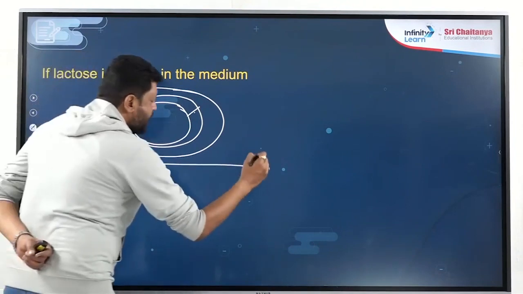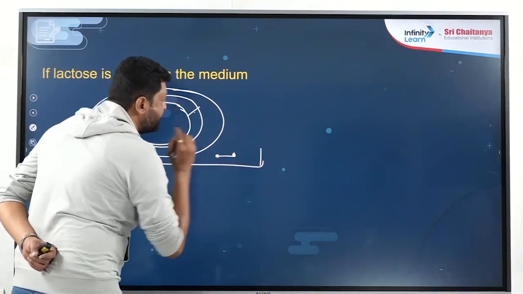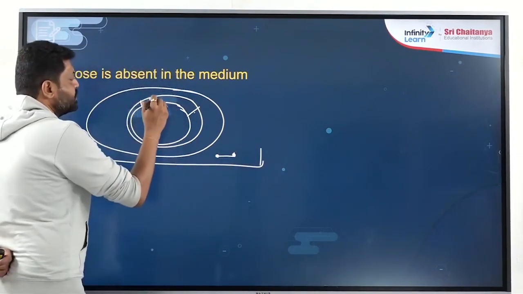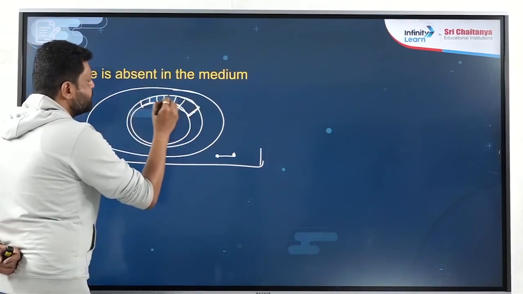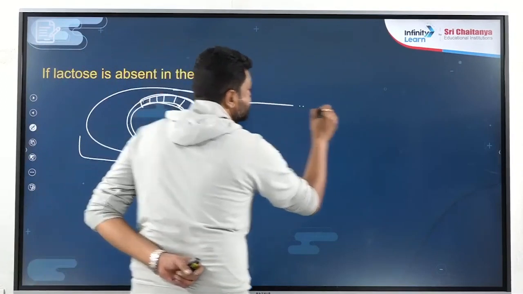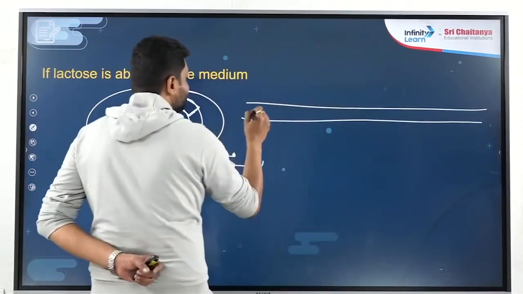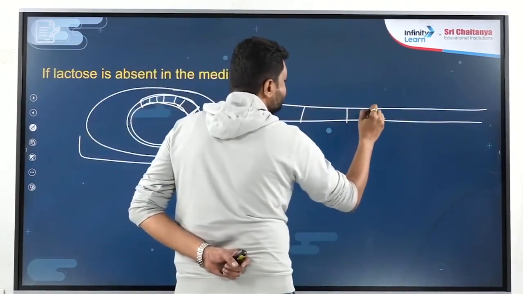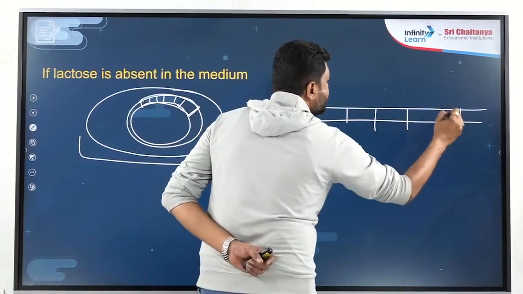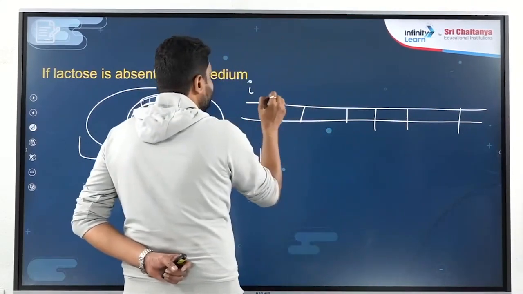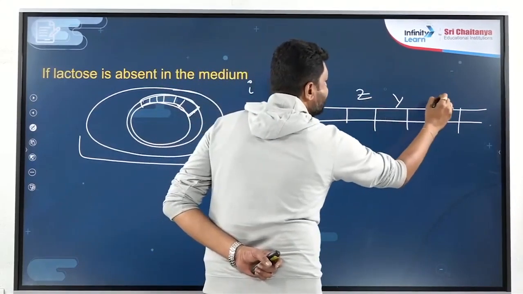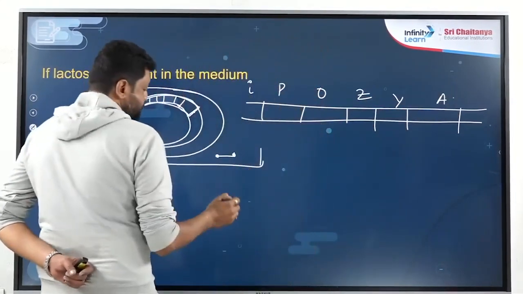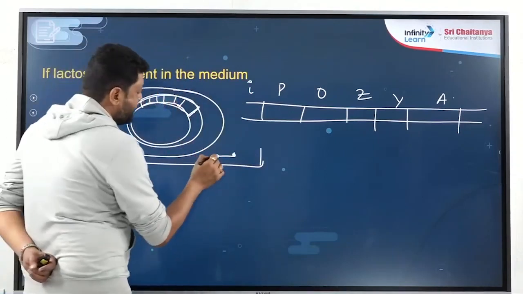If lactose is present outside, I will expand this portion. These are the genes: lac I, lac promoter, lac operator, lac Z, lac Y, lac A. Was it clear?